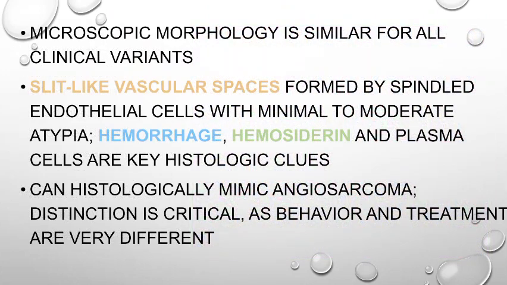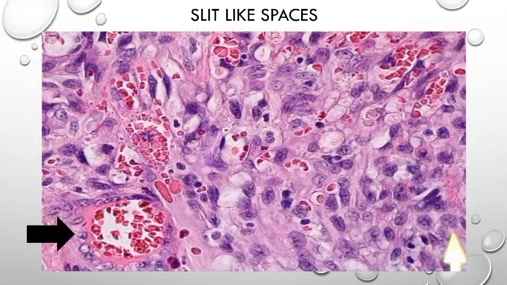Slit-like vascular spaces formed by spindle endothelial cells with minimal to moderate atypia, hemorrhage, hemosiderin, and plasma cells are key histological clues for Kaposi sarcoma. It can histologically mimic angiosarcoma. Distinction is very critical as behavior and treatment are very different.